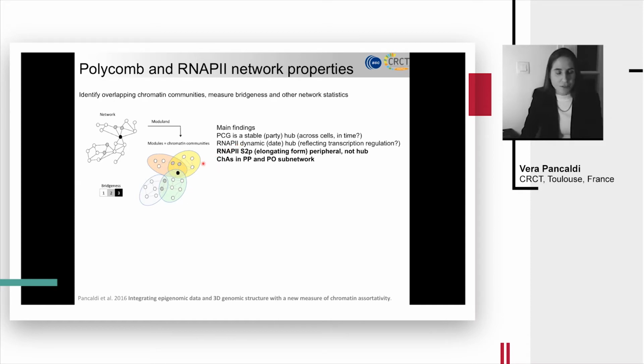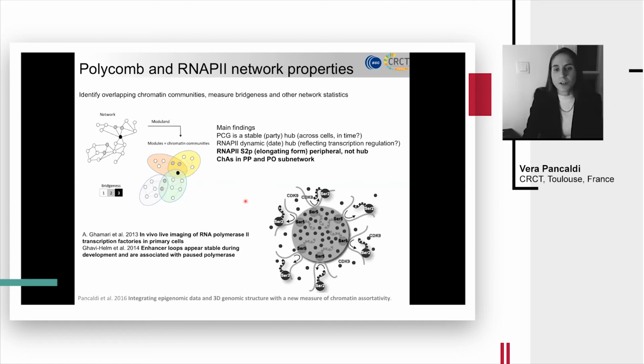And the interesting thing was, of course, that this other form of polymerase II, which is related to the elongation process of transcription, was actually not a hub at all. And it remained very peripheral as estimated by our network measures. So what we were able to do was actually predict that this S2P form would be peripheral.